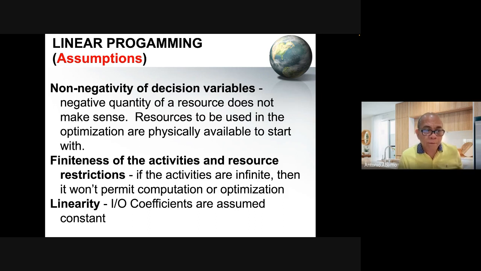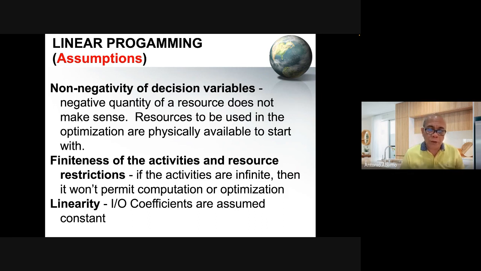And then the other one is finiteness of the activities and resource restriction. If the activities are infinite, then it won't permit computation or optimization. The first assumption there is scarcity. If scarcity does not apply in your plan because you have abundant sources of many things, why will you plan in the first place? Why will you economize? Why will you plan for optimal? Because anyway, if you need something, it will just be available. But the finiteness is a very important assumption.